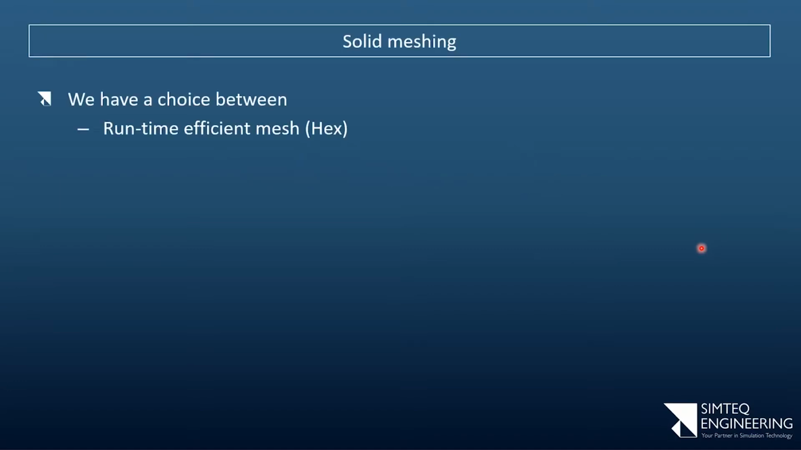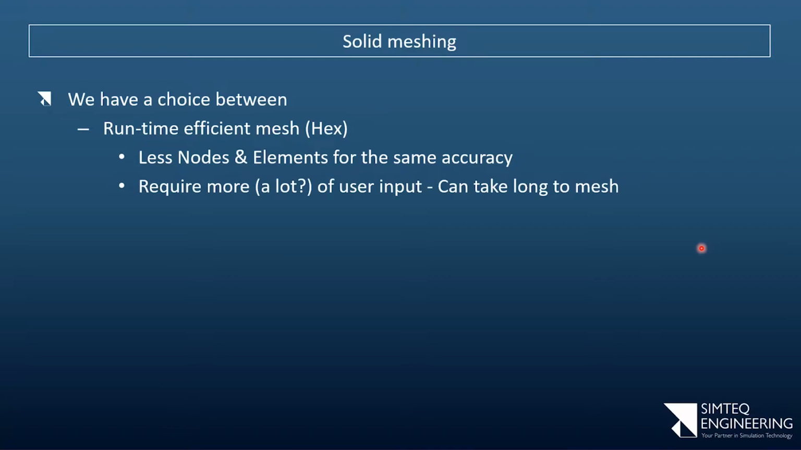Then if you go over to solid meshing, when we solid mesh, we have the choice between do you want or do you plan to build a runtime efficient mesh, which means in most cases you'll try and use hex elements with appropriate refinement wherever needed. This compared to a TET mesh means we'll have less nodes and elements for the same accuracy, but it usually requires more and in most cases a lot more user input. So some of these models can take a really long time to mesh when you compare it to a TET mesh. A TET mesh, on the other hand, is meshing time efficient.